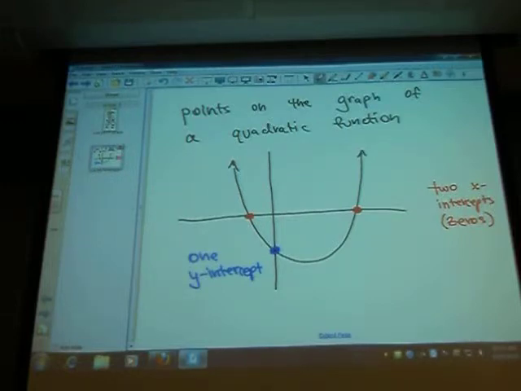And then the very bottom part, wouldn't that be a point? This point? Yeah. What is that called? That's called a vertex.